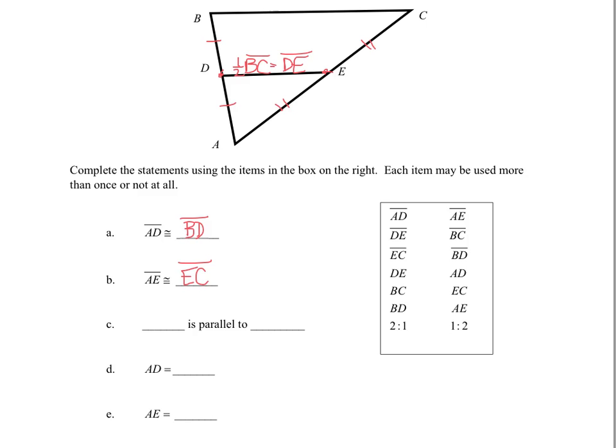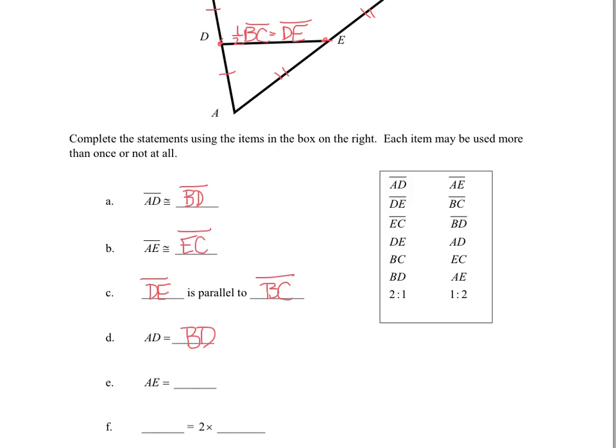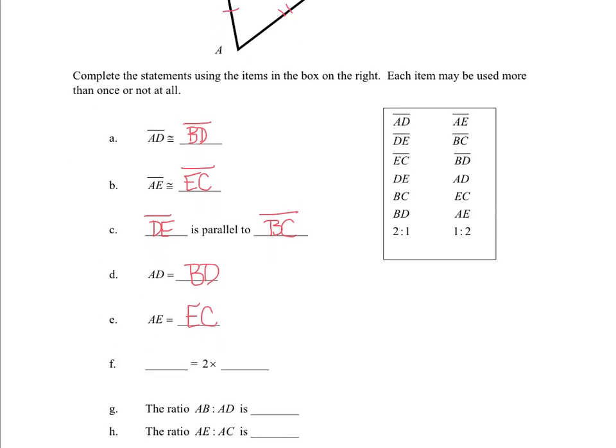Then we have blank is parallel to blank. Well, that's going to be the midsegment and the third side. So DE is parallel to BC. Now we have AD without the line segment above it. So the measure of AD is going to be equal to the measure of BD with no line segment. The measure of AE is going to be equal to EC. So really these are the same questions as part A and part B, but without the line segment above it.